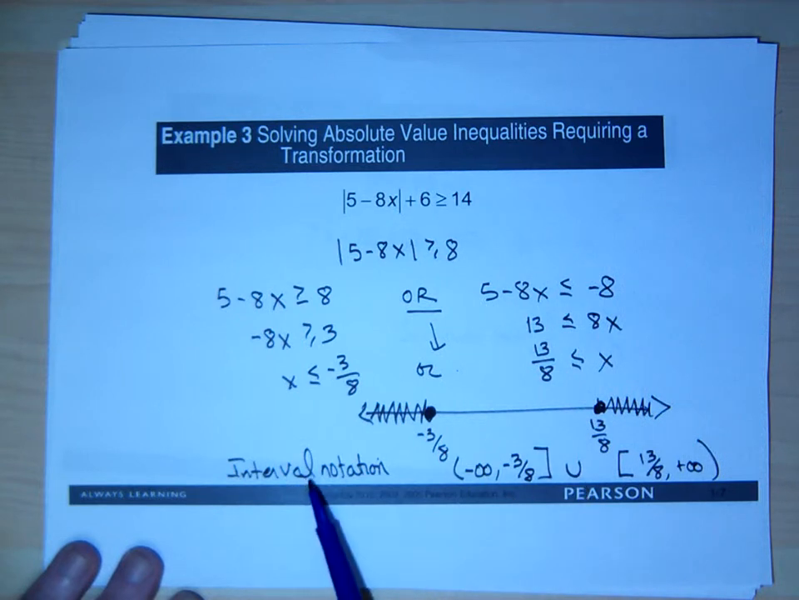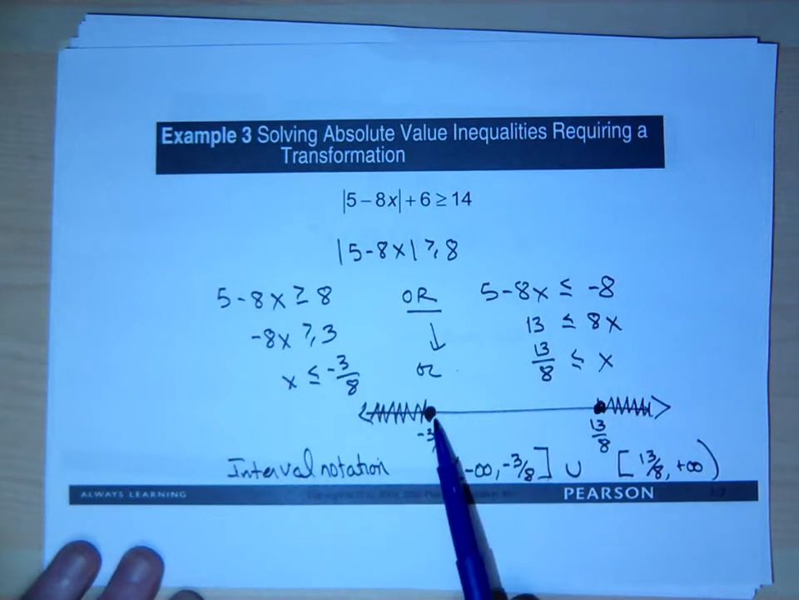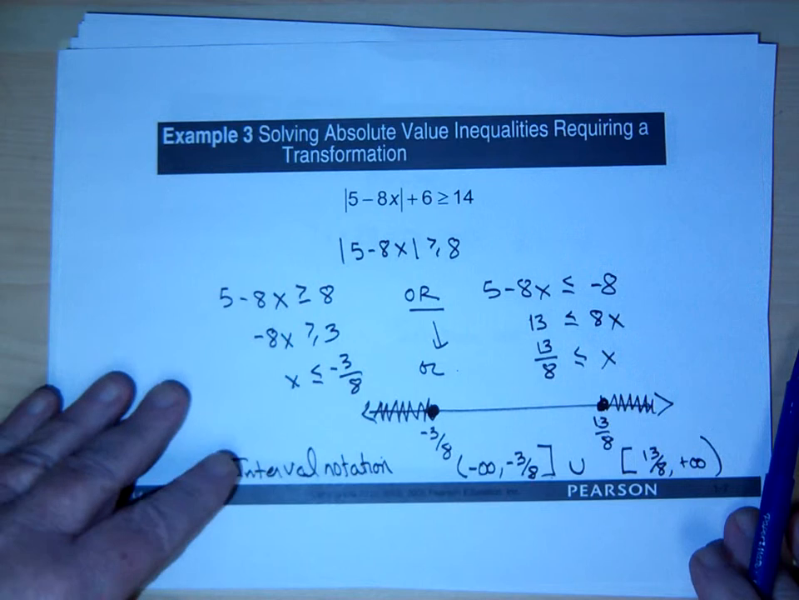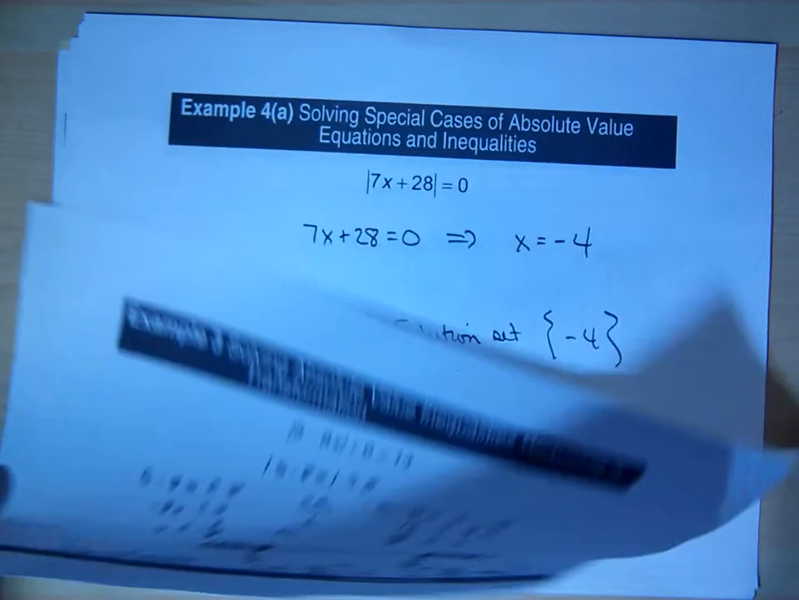In interval notation, I would go from -infinity up to -3/8. The bracket meaning that -3/8 is included. I begin here, bracket 13/8, that means that point is included, going up to positive infinity.